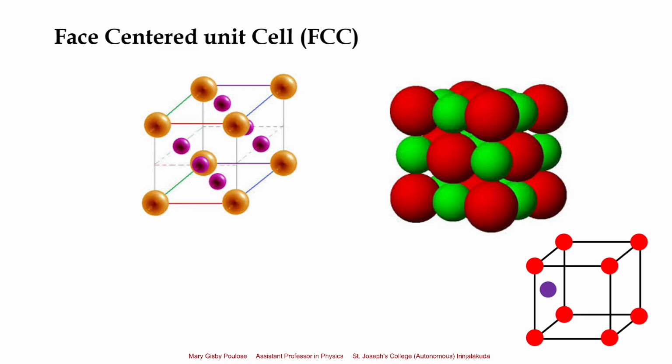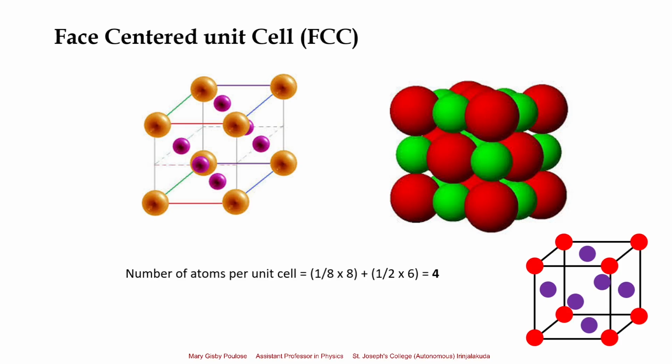We have an atom at the center of this face, another atom at the center of this face, another atom at the center of this face, and another atom at the center of this face. For a cube, we have 6 faces. So here at the top face, another atom at its center, and the bottom face, another atom. Hence, we have 6 face center atoms.